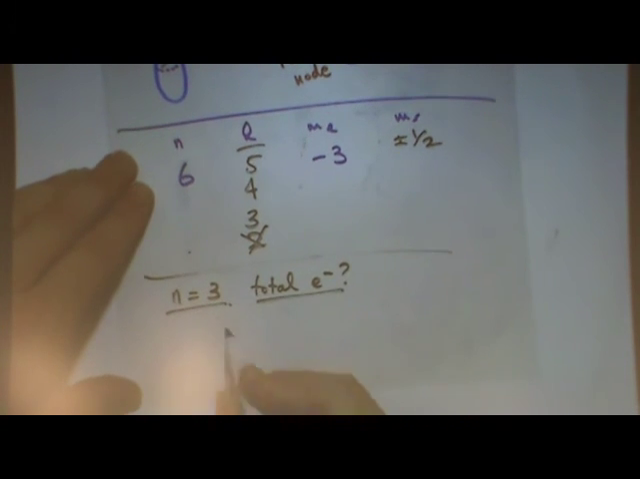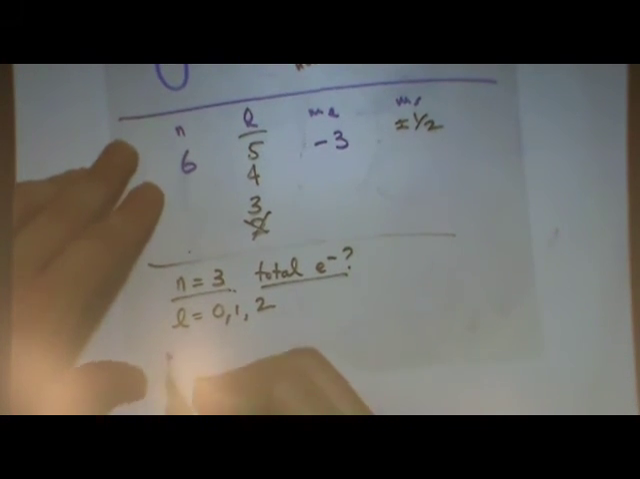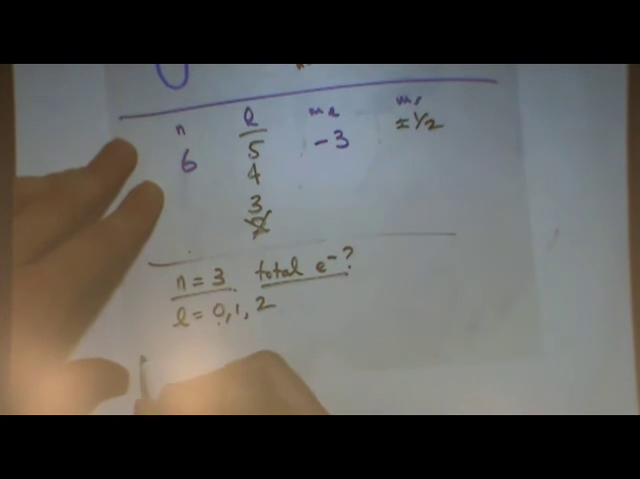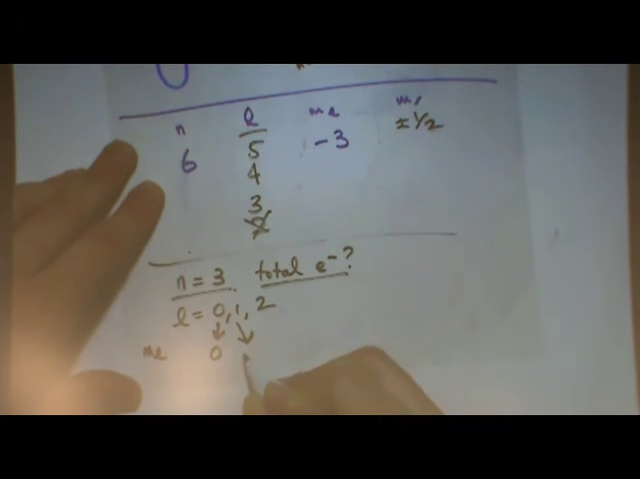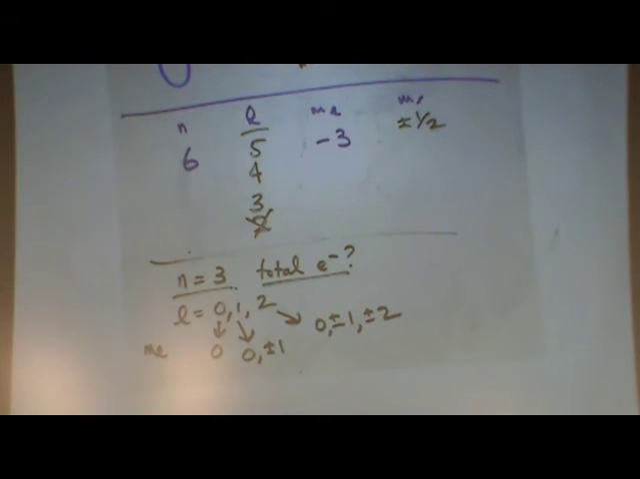In this case, what you would do is write all the values of l. Now m sub l is not given, so I have freedom to write all the l values. And then for each l, I'm going to write m sub l down here. If l is 0, m sub l is 0. If l is 1, this is 0 or plus or minus 1. And if l is 2, this is 0, plus or minus 1, and plus or minus 2. So I'm writing all the values of m sub l.